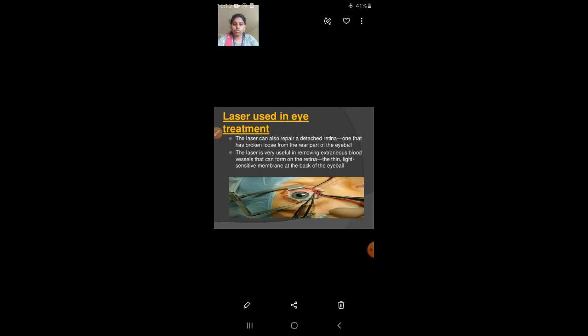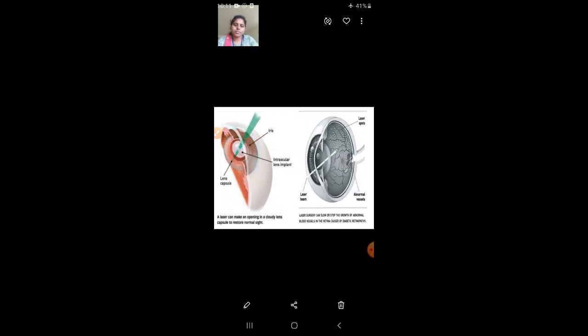Mostly you have to use laser in eye treatments especially, because this is a very sensitive organ. The laser can also repair a detached retina, one that has broken loose from the back part of the eyeball. The laser is very useful in removing excess blood vessels that can form on the retina, the thin light-sensitive membrane at the back of the eyeball. So this is the most important thing in laser treatment. This is the picture of the eye.